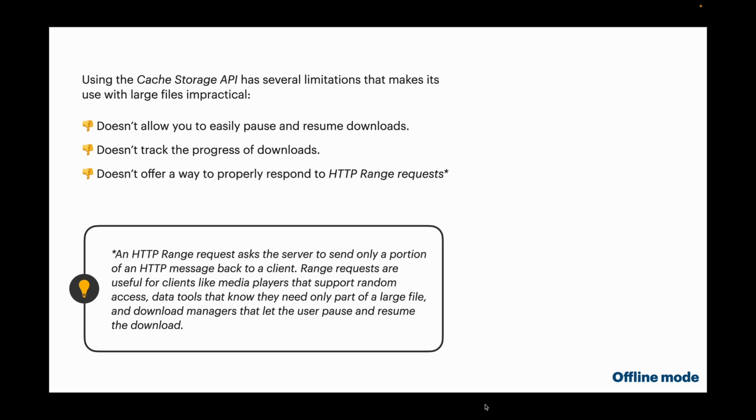HTTP range requests ask the server to send only a portion of an HTTP message back to the client. Range requests are useful for clients like media players that support random access, data tools that know they need only part of a large file, and download managers that allow users to pause and resume downloads. For instance, if we're downloading several files, some of them may be large, and we can pause some of them and continue with others to prioritize loading and perform other tasks. Therefore, we need more control over downloading and storing media files.